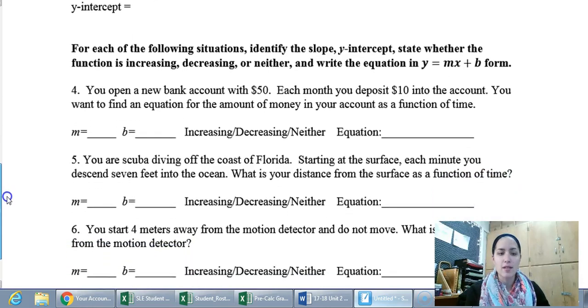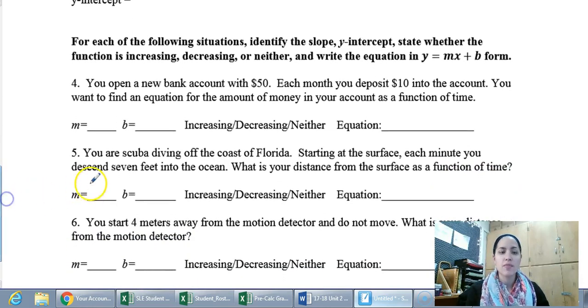And I'm going to look at this next set of questions. It says, for each of the following situations, identify the slope, y-intercept, and state whether the function is increasing, decreasing, or neither, and write the equation in y equals mx plus b form. So we have a pretty big to-do list, but notice there's kind of like a guide for filling out all the work. So you open a new bank account with $50 in it. Each month, you deposit $10 into the account. You want to find an equation for the amount of money in your account as a function of time.